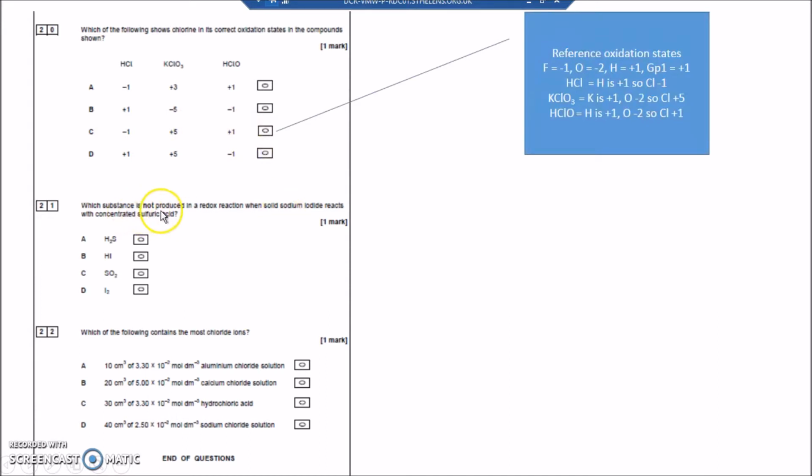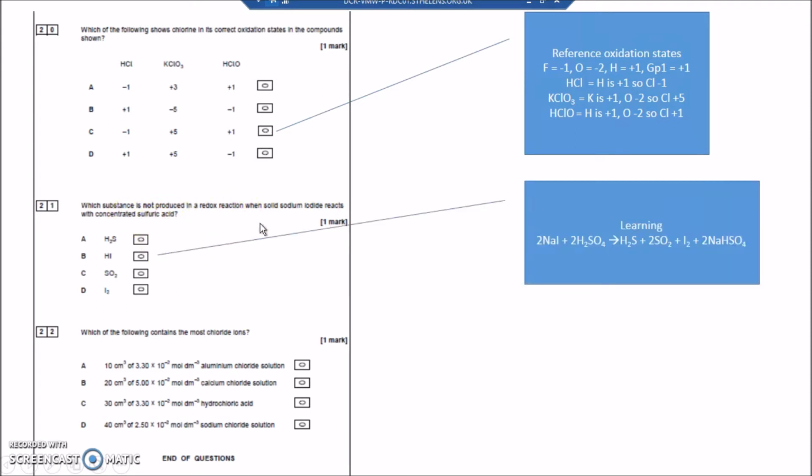Which substance is not produced in a redox reaction when solid sodium iodide reacts with concentrated sulfuric acid? Well, you've got to know this reaction, you've got to learn it. There's some learning to be done here. Sodium iodide and concentrated sulfuric acid makes hydrogen sulfide, smells of bad eggs. Sulfur dioxide, which is the acidic gas responsible for acid rain.